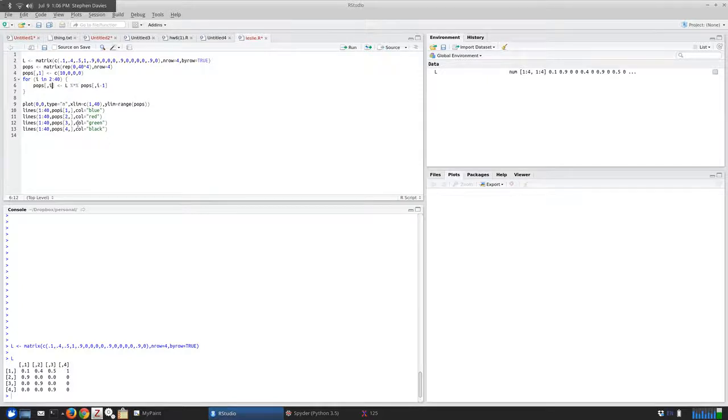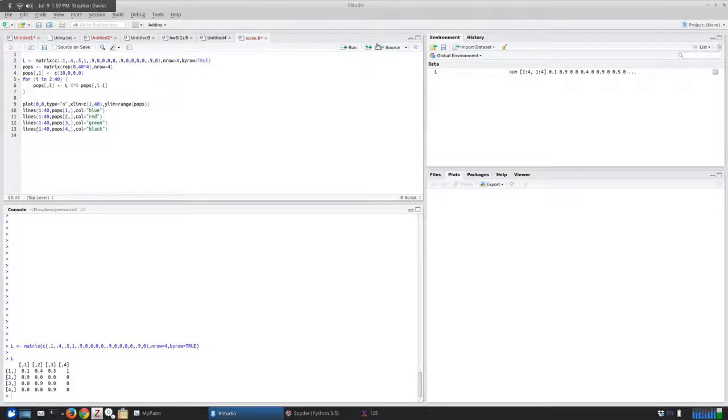And then at the end, I'm simply going to do my plot. And you may not have seen this function before, lines. It's really the same as points, except instead of drawing points, it draws lines, which is a little bit easier on the eyes. And I'm going to plot the babies in blue, the 2-year-olds in red, the 3-year-olds in green, the 4-year-olds in black on one big plot, and we're going to see how it works.